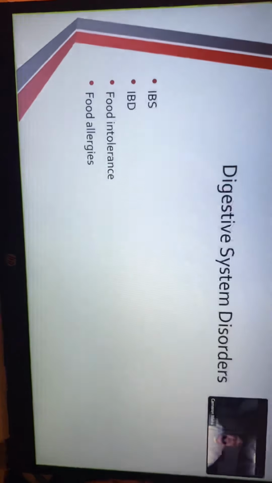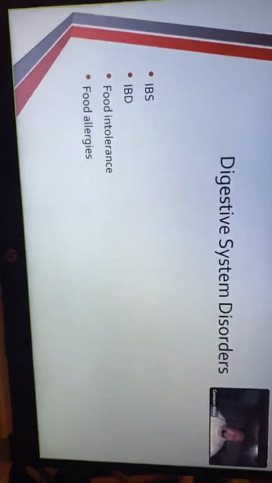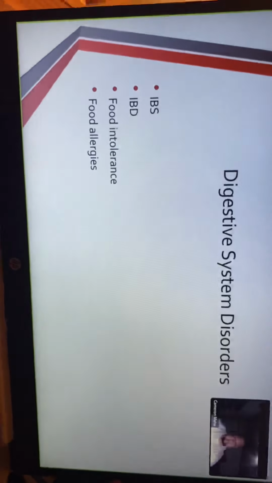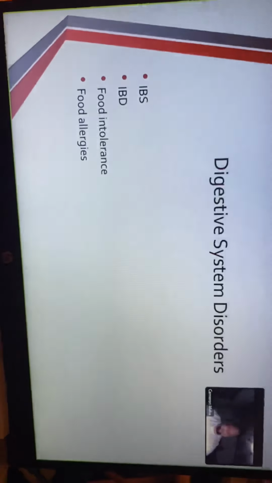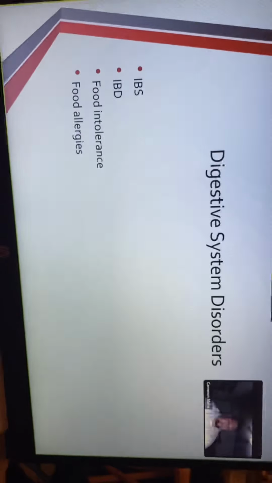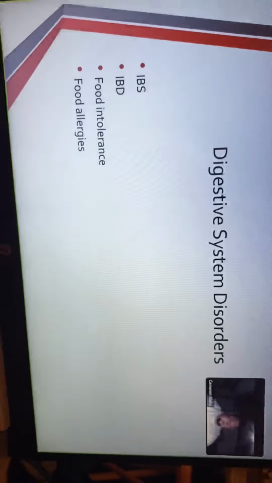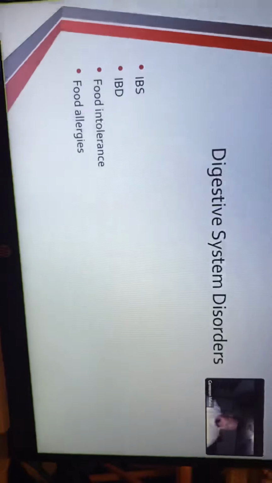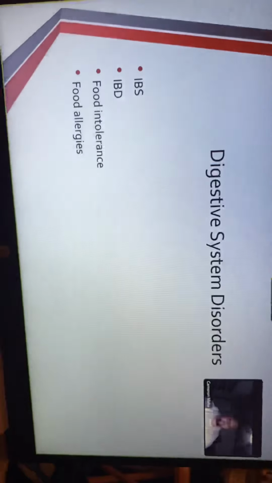So some major digestive system disorders, the first one is IBS, which means irritable bowel syndrome. This is a symptom-based diagnosis with chronic abdominal pain, abdominal discomfort, bloating feeling, and either diarrhea or constipation. The next one is IBD, or inflammatory bowel disease. This involves chronic inflammation of all or parts of the digestive tract. And a lot of times we'll see Crohn's disease associated with IBD as well.